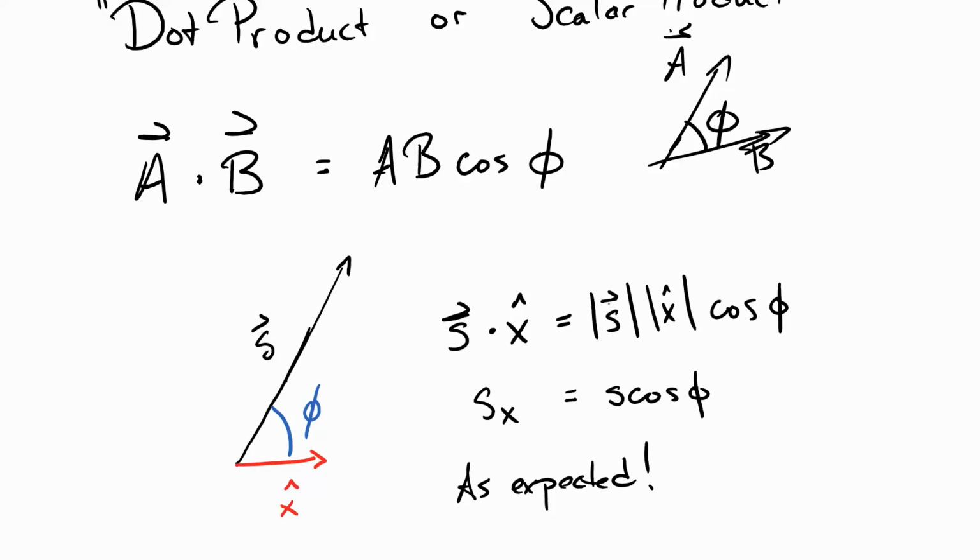If I look at this, I'm going to get the magnitude of s times the magnitude of x hat, which remember is a unit vector, so it has magnitude 1, times the cosine of the angle between them. So I get s cos phi, exactly as I expect if I wanted the x component of it for a standard right-handed coordinate system in the usual sense.